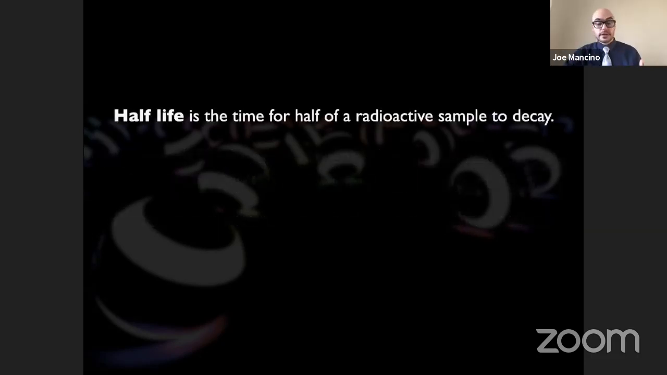So the rate at which that happens is governed by statistics, and with a big enough sample of radioactive material all breaking down at the same time, we look at the amount of time it takes for half of a radioactive sample to undergo radioactive decay, that spontaneous changing of a nucleus by emitting particles and rays. Half-life is the time it takes for half of the sample to become something else.